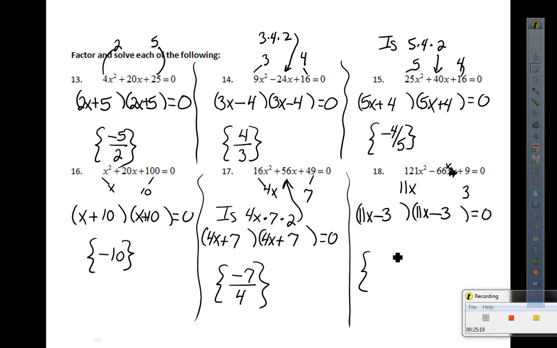My lone solution, add 3, divide by 11. And then you got it.